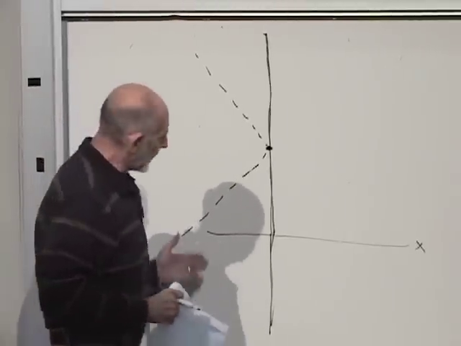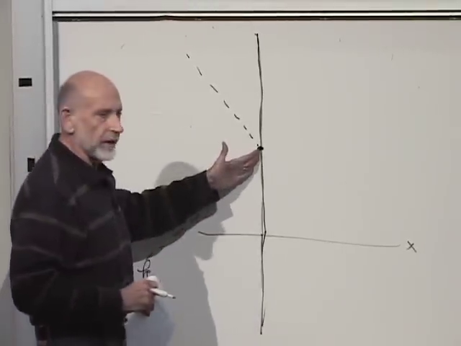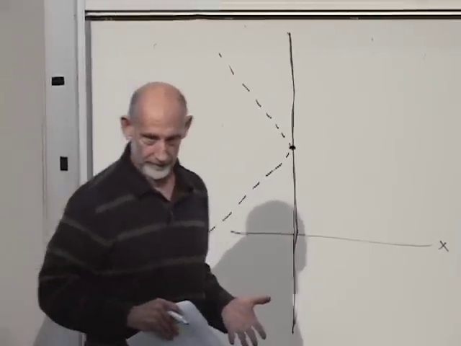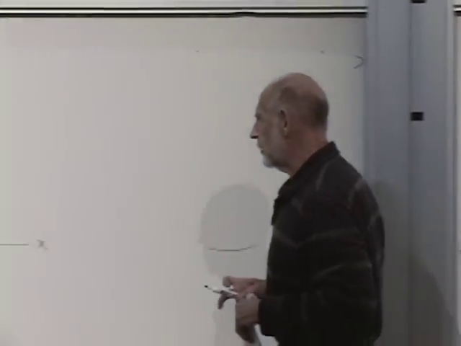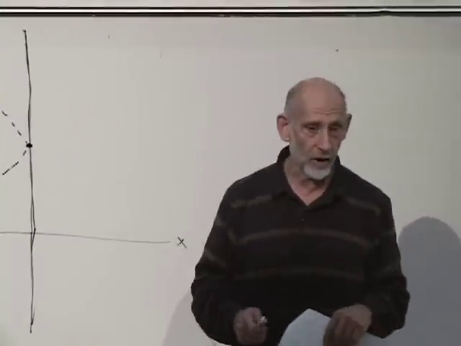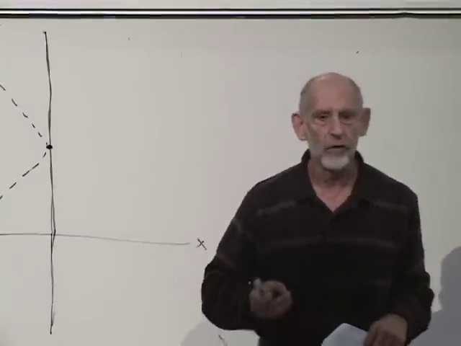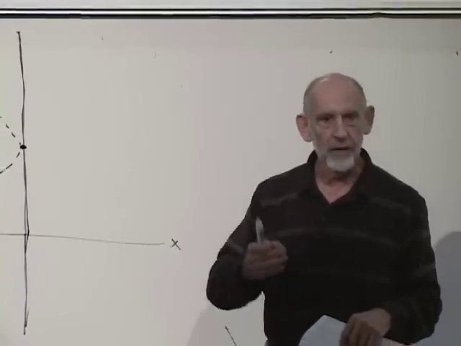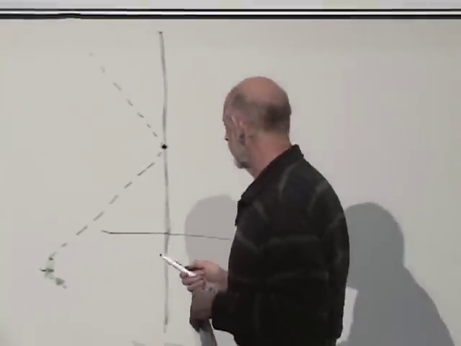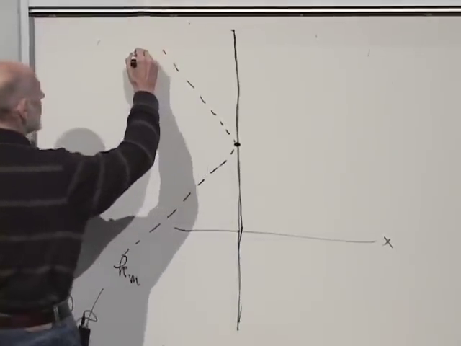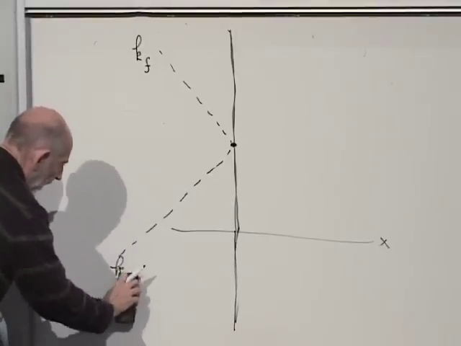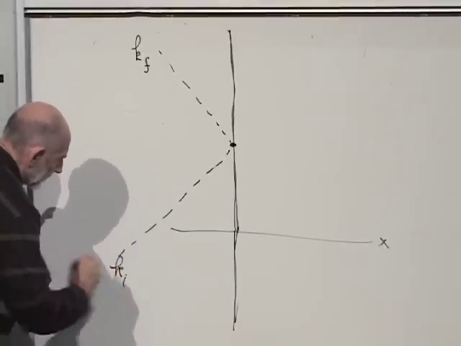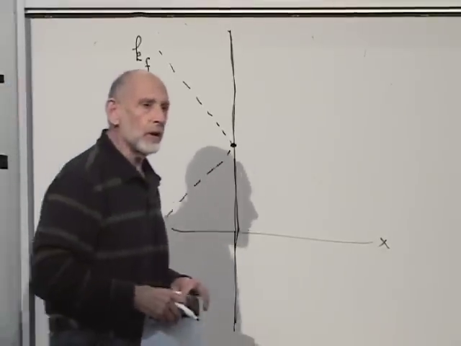And let's use a language now. It's absorbed by the target and suddenly re-emitted by the target. Instead of just thinking of it as bouncing off the target, let's have in the back of our mind a picture in which it is absorbed or annihilated by the target and then instantaneously recreated by the target, but possibly with a different momentum. Let's call that final momentum k final. Let's just call it ki and kf, initial and final.